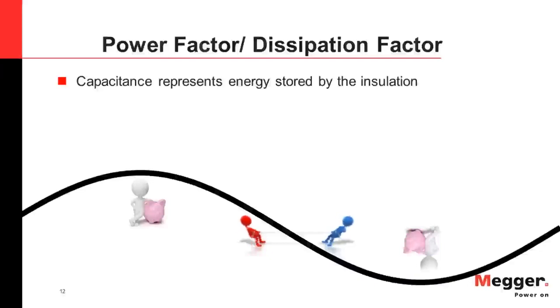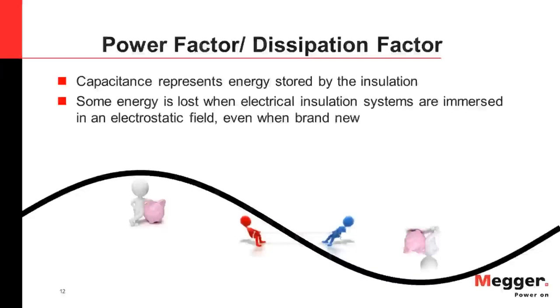Even when an insulation system is brand new, some energy is lost. These new insulation systems are still typically very, very efficient, but don't store 100% of the electrical energy present across them. And the energy that is lost takes the form of heat, and as I've mentioned, losses can be broadly grouped as either polarization or conductive losses. It basically all boils down to the vector diagram shown on this slide.